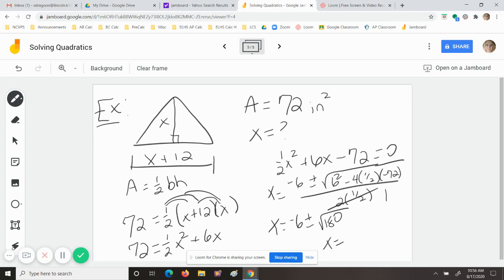Let's plug in, see what we get. When we add square root of 180 to negative 6, we end up with 7.416. Got the 1 there. When we subtract, we end up with negative 19.416. Okay, again, we cannot have a negative length, so that negative answer is out. So 7.416 inches is the length of x.